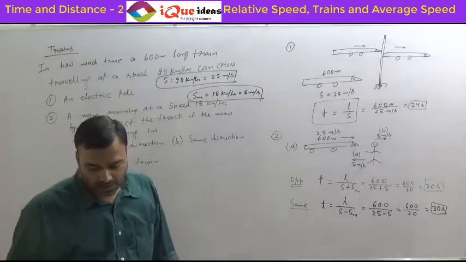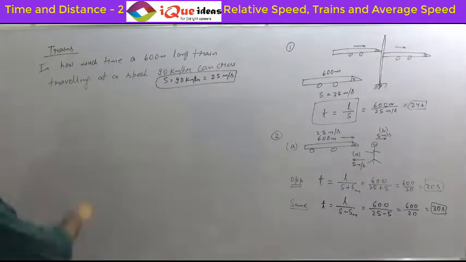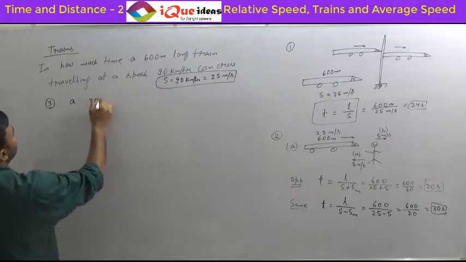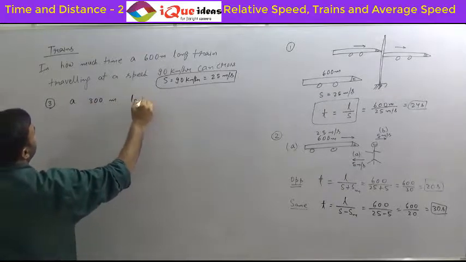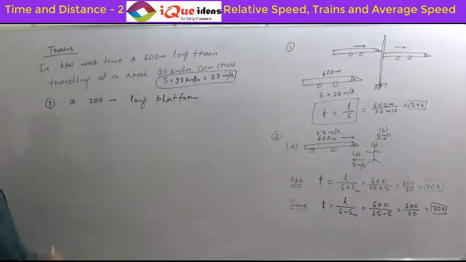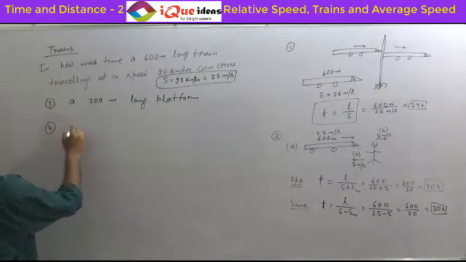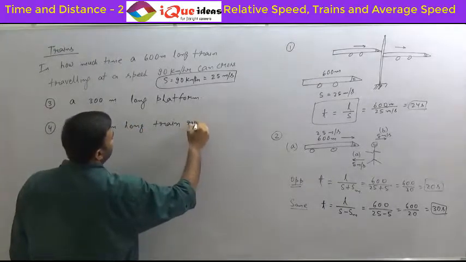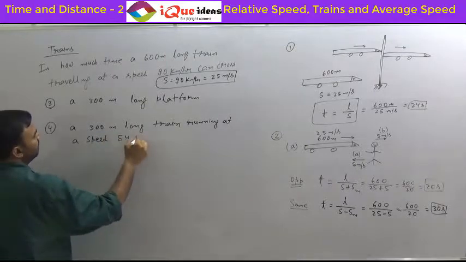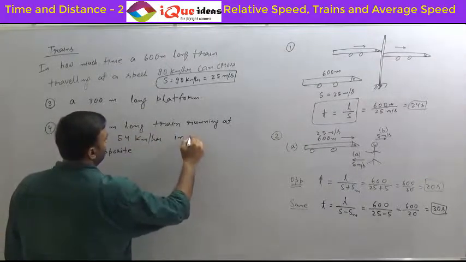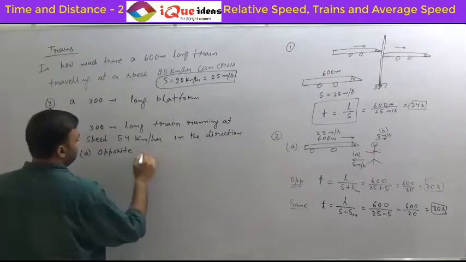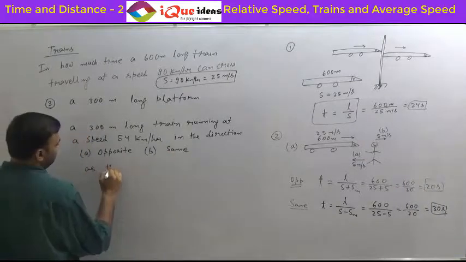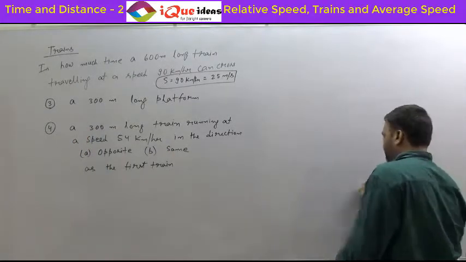Alright? Now, this information will remain the same. In how much time can a 600 meter long train traveling at a speed of 90 kilometers per hour cross a 300 meter long platform? And a 300 meter long train running at a speed of 54 kilometers per hour in the opposite direction, and second case, the same direction as the first train. Question number 3 we take first.